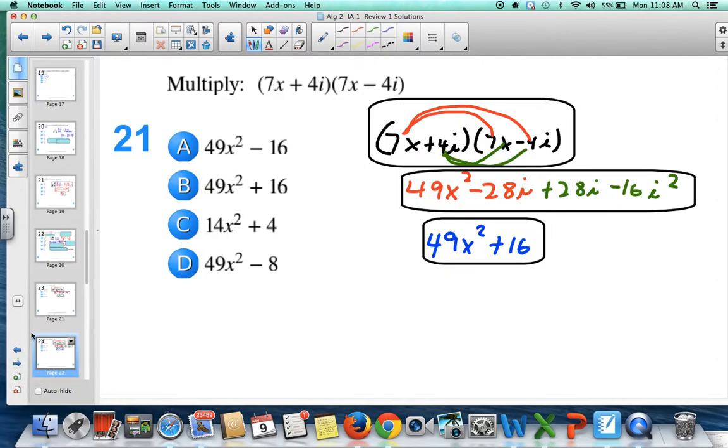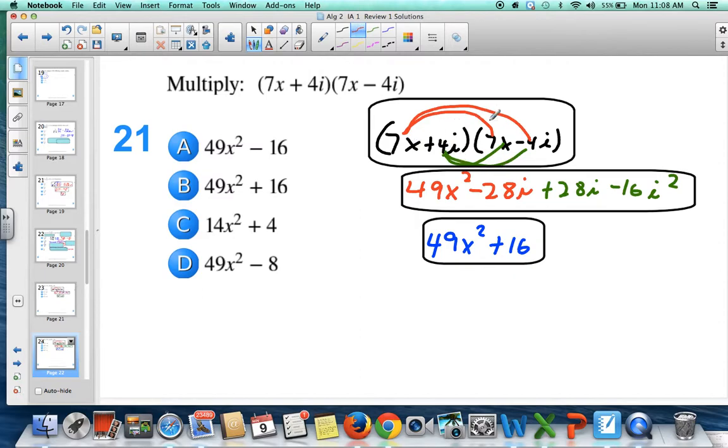Same thing with this problem. We're going to multiply. It's basically the same problem, just more practice. 7 times 7 is 49x squared here, 7x times 7x. Then we get minus 28i, and then this is ix, excuse me. Oh, I'm losing it today. Let's get this right here.